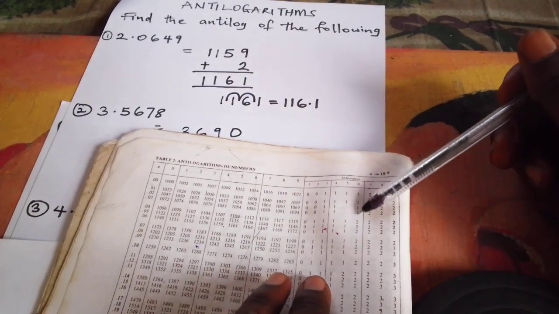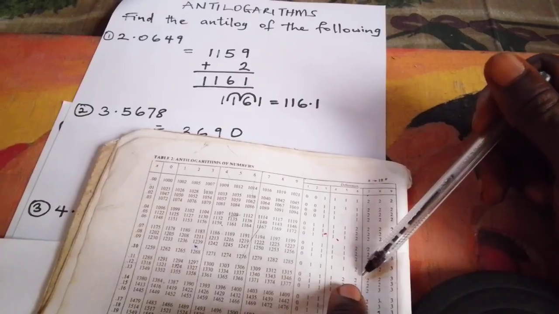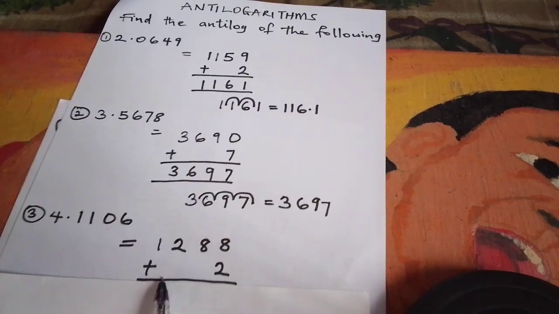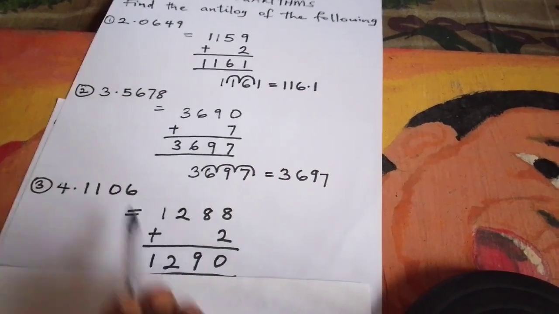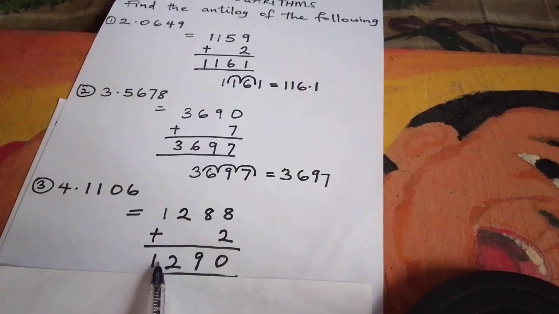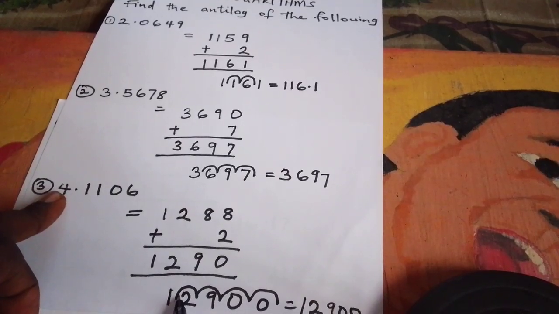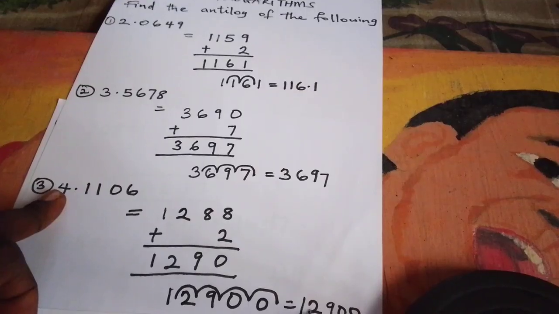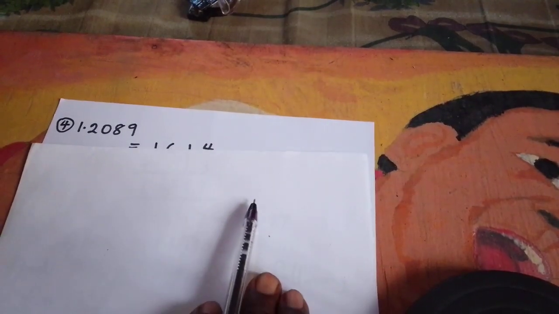So the number you have there is 2. So that means you are going to add 2 to 1288, which should give us 1290. Now you place your decimal point. It is taken that the decimal point is after the first number, between 1 and 2. So that means you are moving it 4 times. If you move it 4 times, 1, 2, 3, 4, for the last one you just slot in 0. So that means you will have 12,900. Then let's do another example.